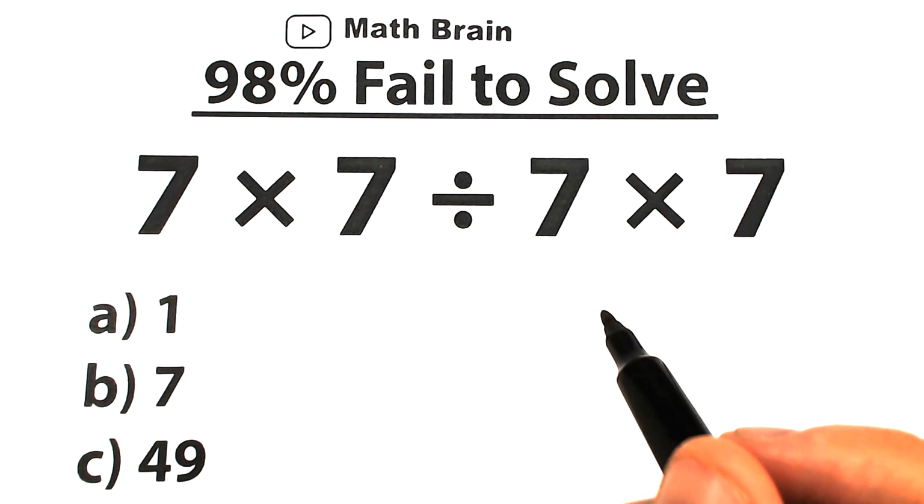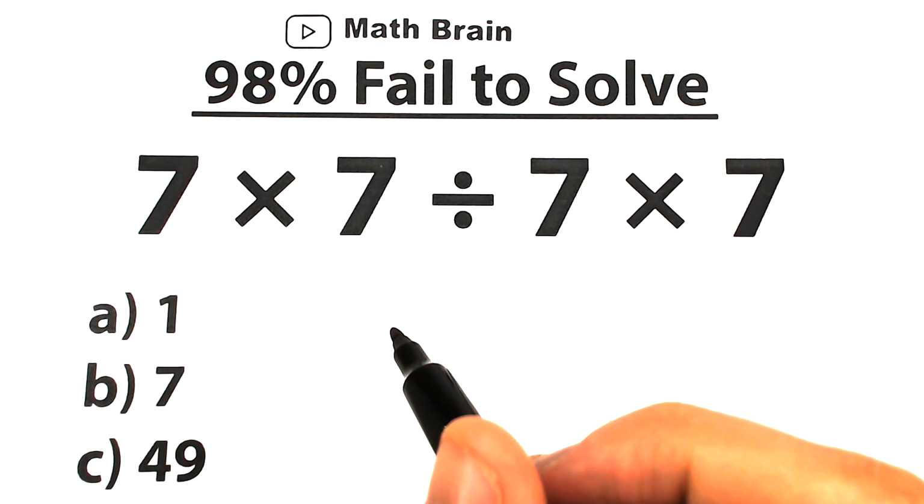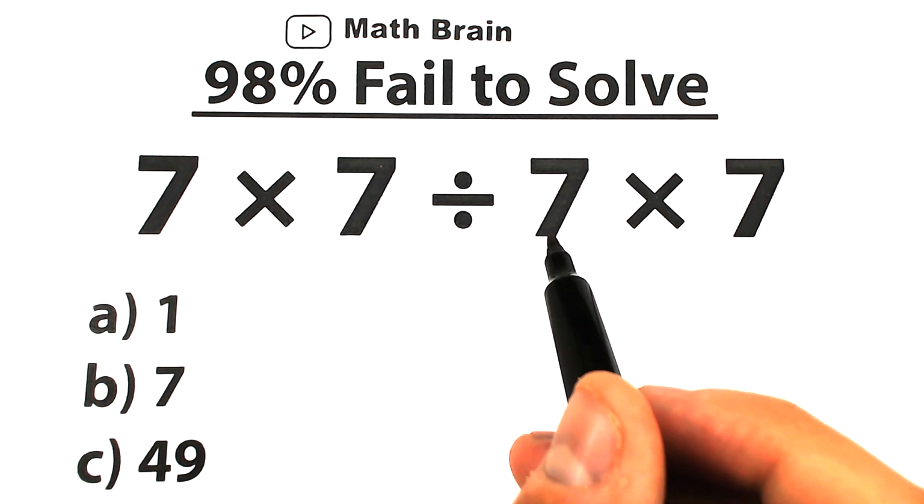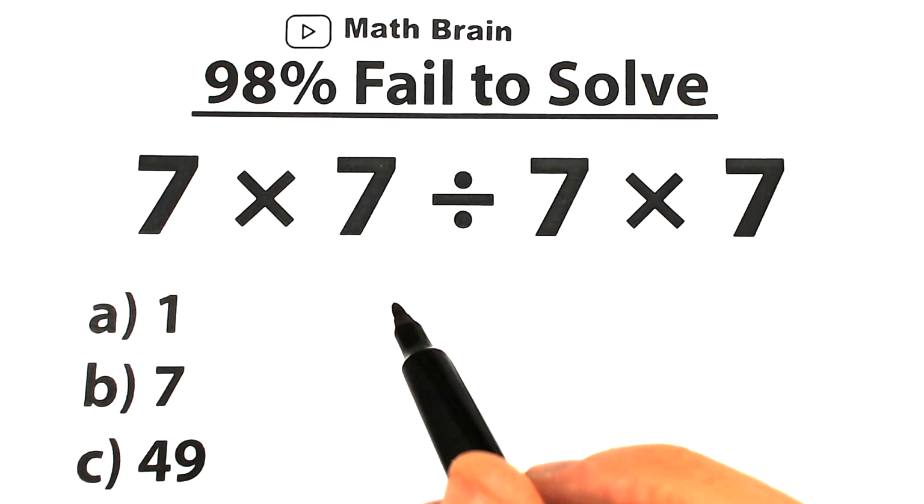So here's our challenge today. Welcome back to my channel Math Brain, and I bet 99% that you solve this question absolutely wrong. We have 7 times 7 divided by 7 times 7. So it looks like a pretty easy challenge. Everyone can solve this challenge easily.